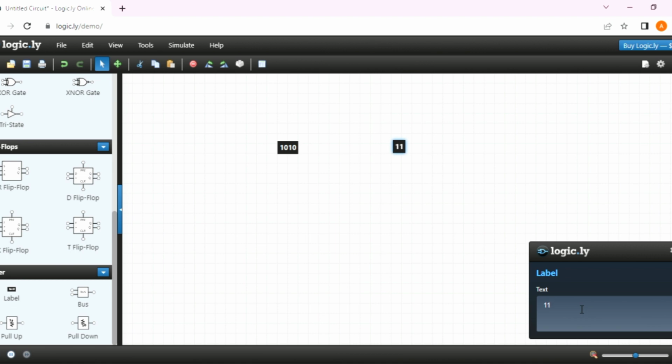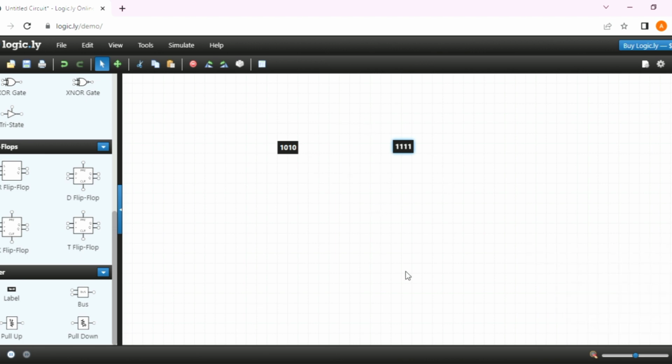Next consider the second and third bits 0 and 1. They are different, so again we write 1. Next consider the third and fourth bits 1 and 0. Here both bits are different, so we write 1. So the binary to gray code conversion has been done here. The gray code equivalent of the binary code 1010 is 1111. So this is how the conversion should be done.